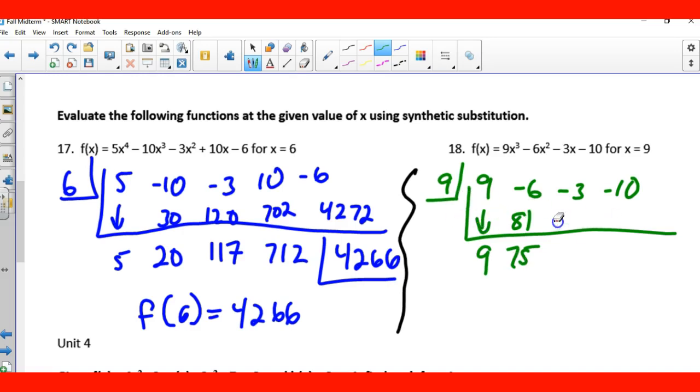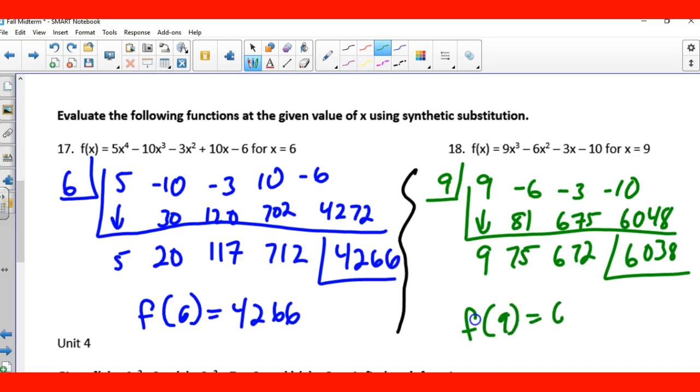75 times 9 is going to be 675. Negative 3 plus 675 is going to be 672. 672 times 9 is going to be 6,048. Negative 10 plus 6,048 is going to be 6,038. So f of 9 equals 6,038.